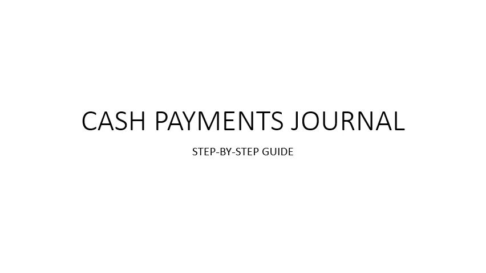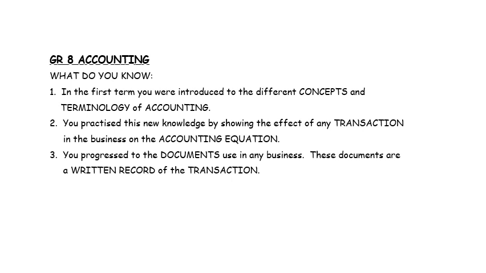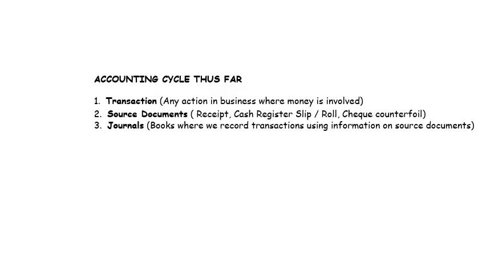What I want us to go through again is the cash payments journal. I'm just explaining it again, in case you did not understand it when we did this during lockdown. We've done the accounting concepts. We've done the accounting equation. You do know how to do the documents. Our next step in the accounting cycle is the journals.